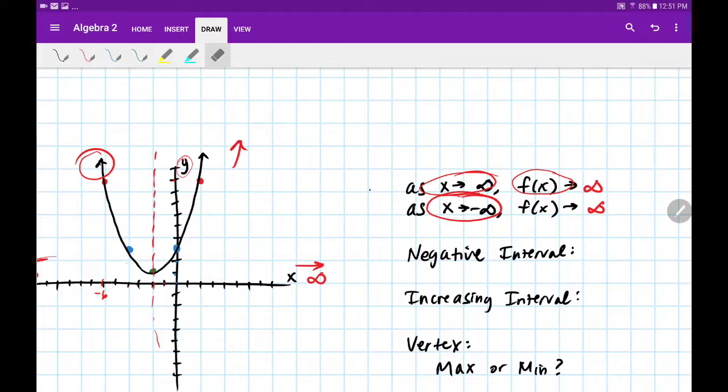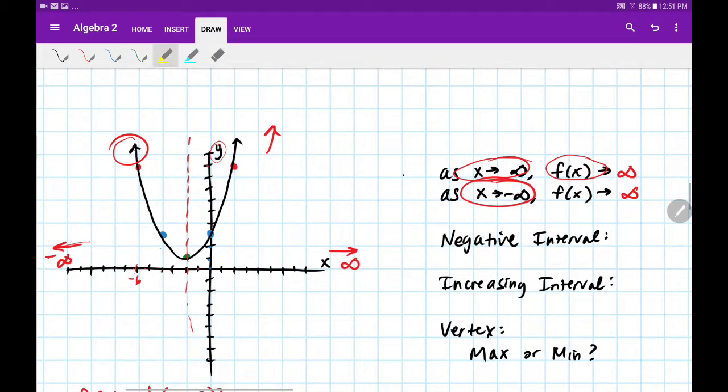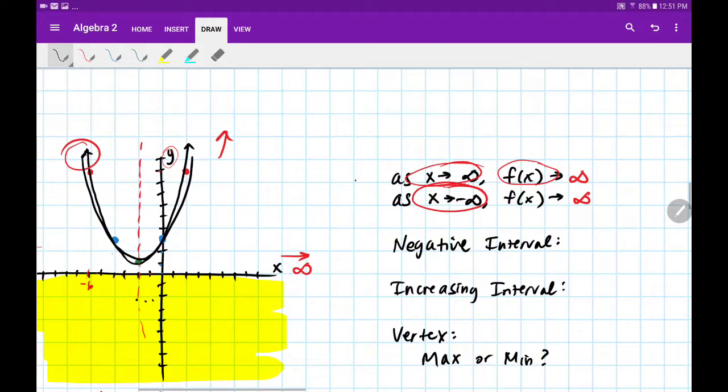Cool. Our negative interval. Again, negative interval's way down here, anything that's below the axis. Does our graph ever go below the axis? It doesn't. It's above the axis the entire time. It never dips down here. So our negative interval is going to be none.